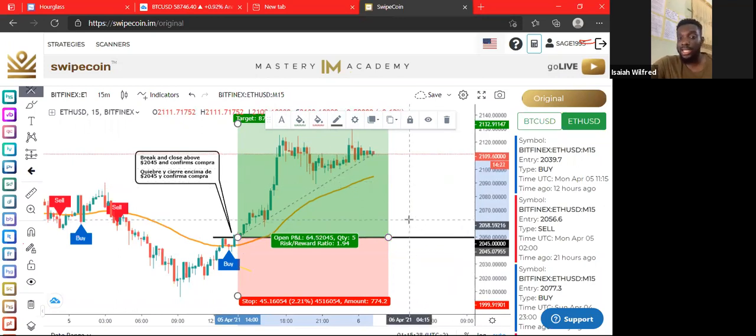So that's how to use the scalper. It's very, very simple to use and it's not complicated. So I hope everyone understood it.